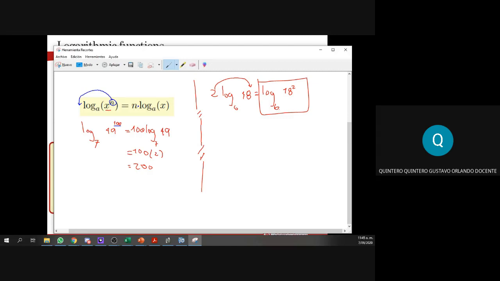But we can apply that. We can do that property backwards. We can do it from left to right, or we can do it from right to left. We can do it backwards. All right, that was the first property.